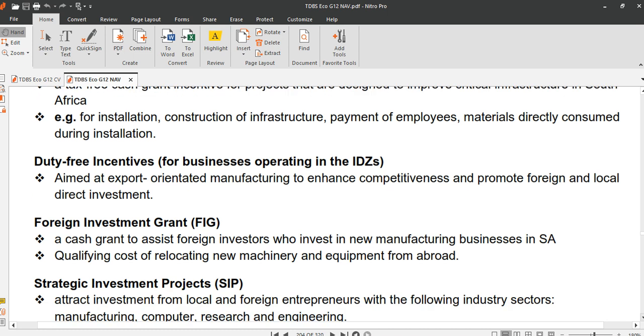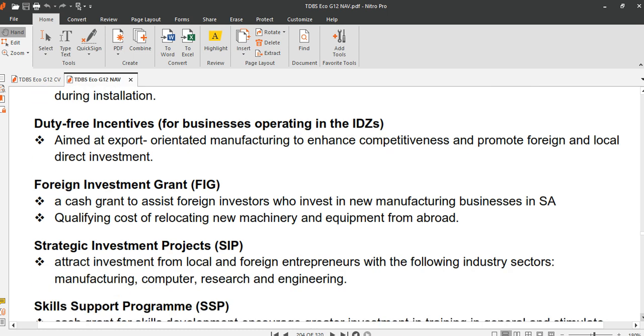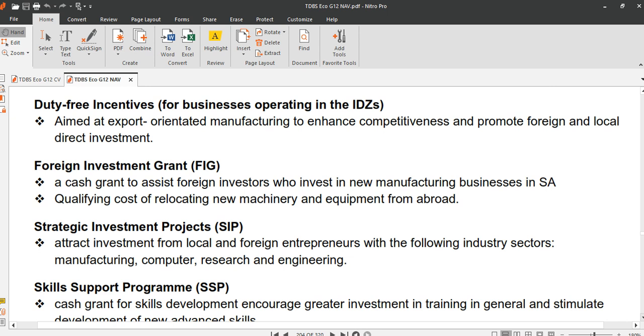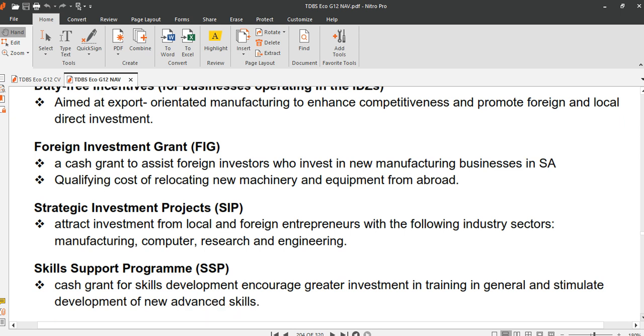Third incentive is duty-free incentives for businesses operating in the IDZs, aimed at export-oriented manufacturing to enhance competitiveness and promote foreign and local direct investment. The fourth one is the Foreign Investment Grant, FIG. It is a cash grant to assist foreign investors who invest in new manufacturing businesses in South Africa, qualifying the cost of relocating new machinery and equipment from abroad.